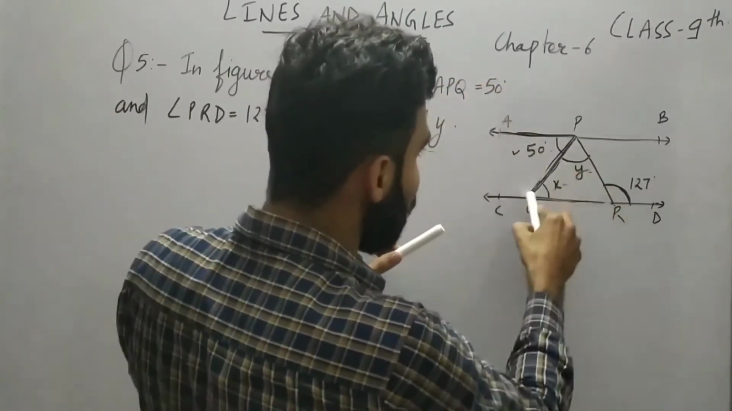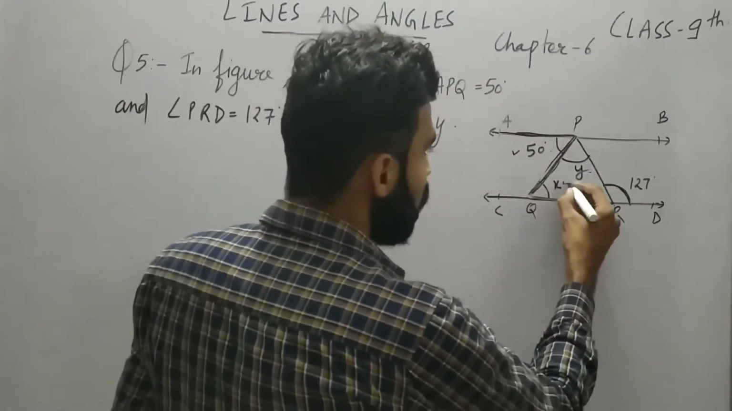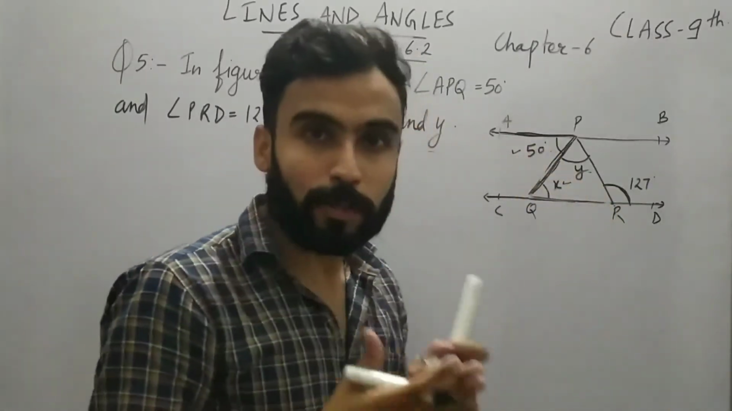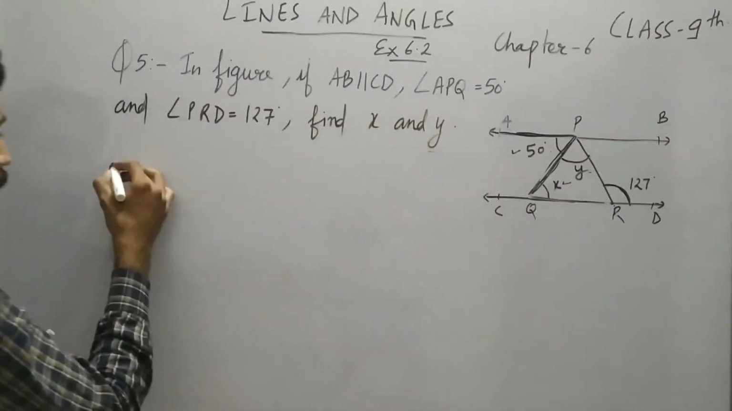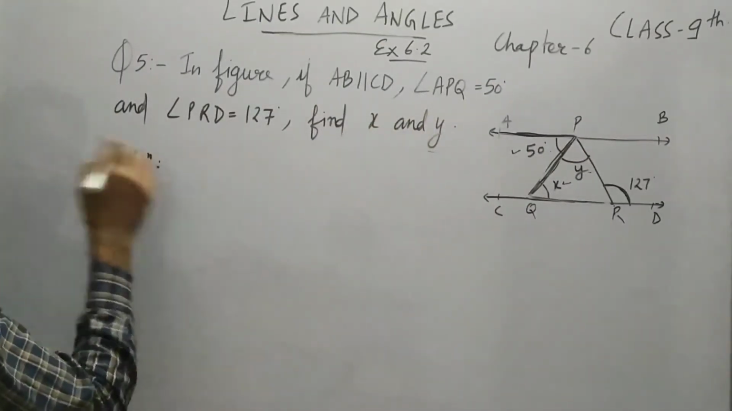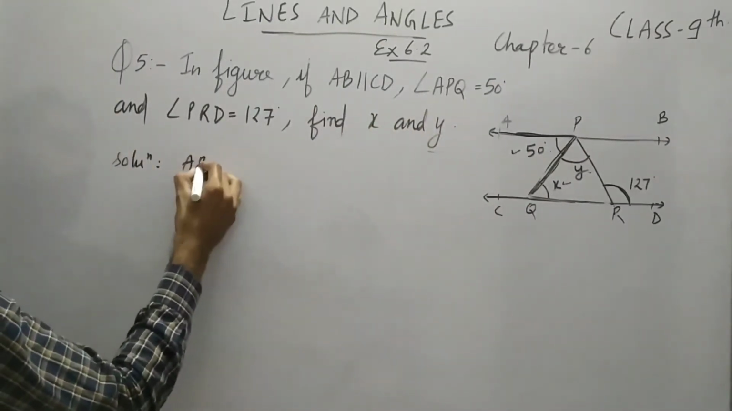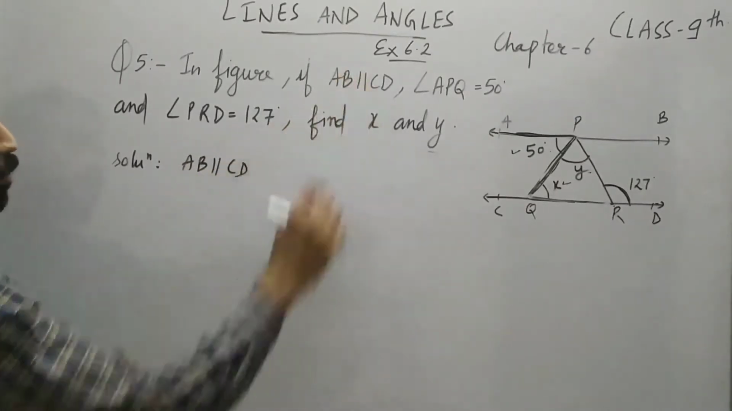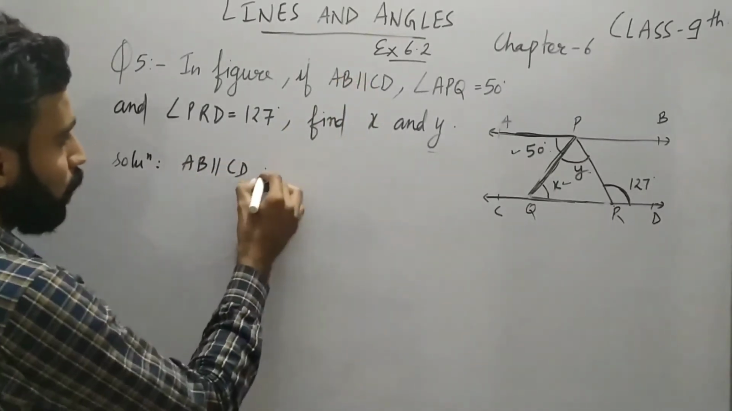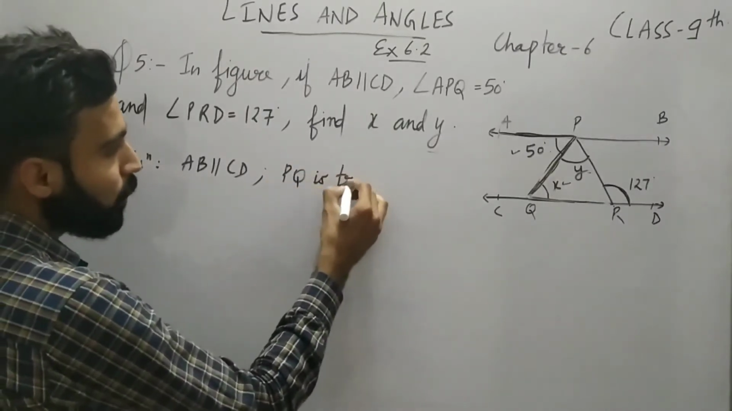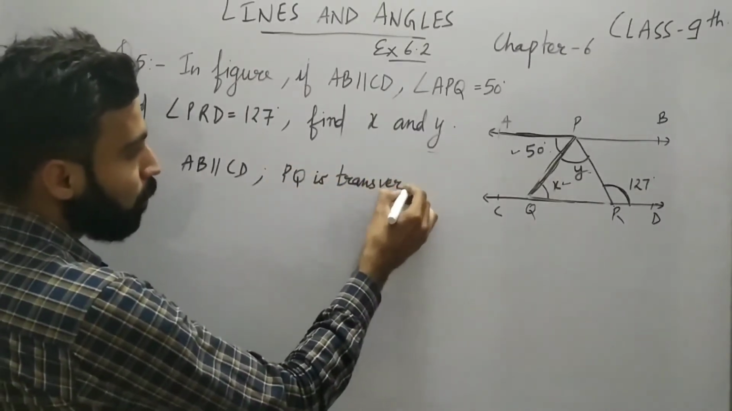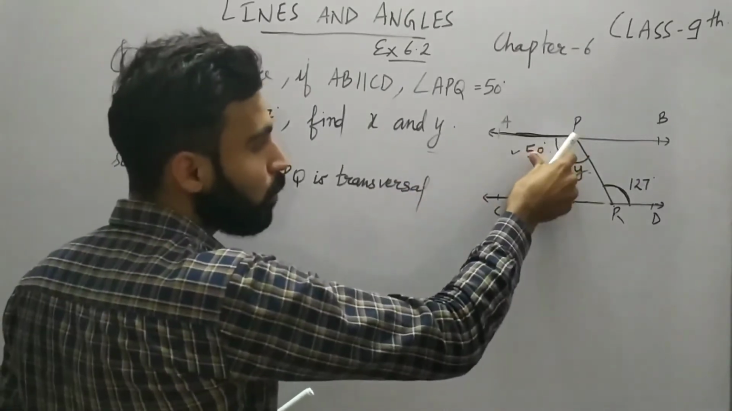You can see Z here. So these are two alternate angles, right? They are going to be equal to each other because the lines are given parallel to us. So I'm straightaway writing the solution here: AB is given to us as parallel to CD, right? Now also this PQ is transversal. You can see here this PQ is transversal.